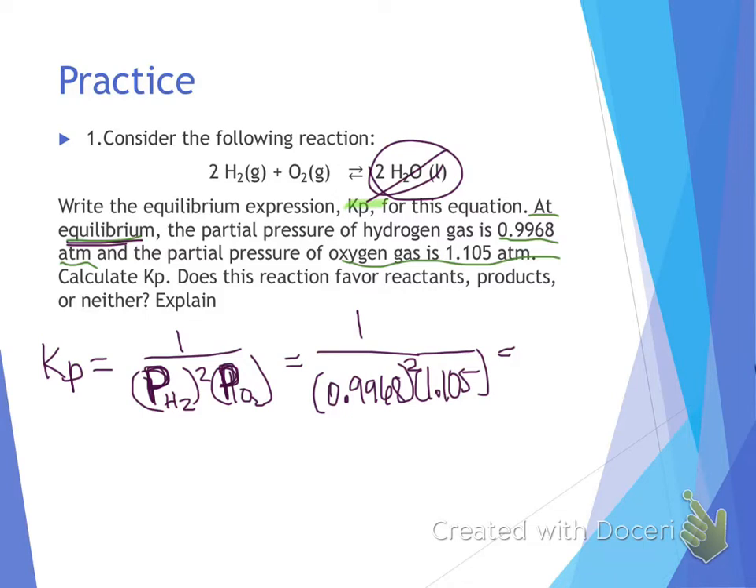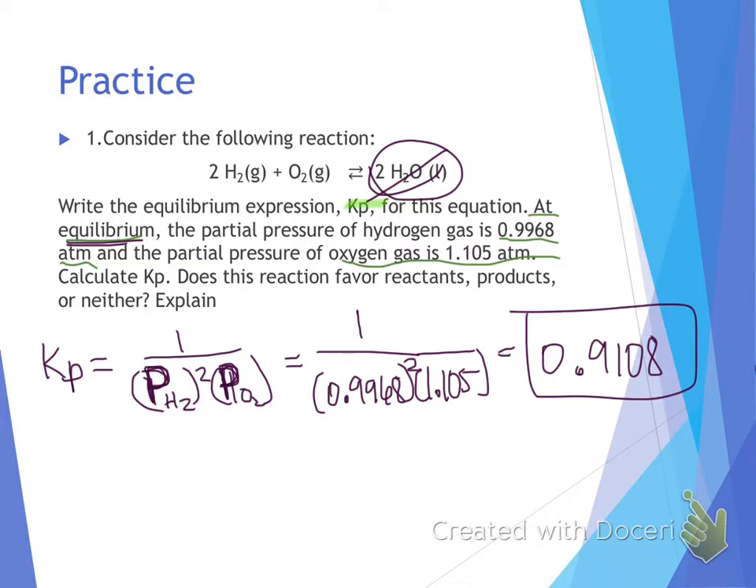We throw this into a calculator. Those partial pressures had 4 sig figs, so we get to keep 4 sig figs. Remember, K does not have units, so we found that value to be 0.9108. So we want to know if this favors the reactants, products, or neither.